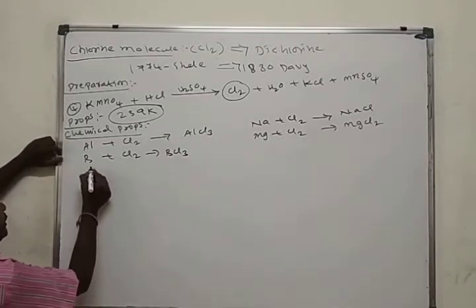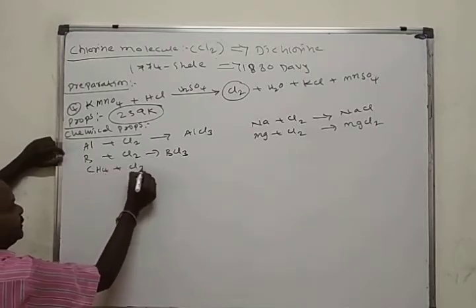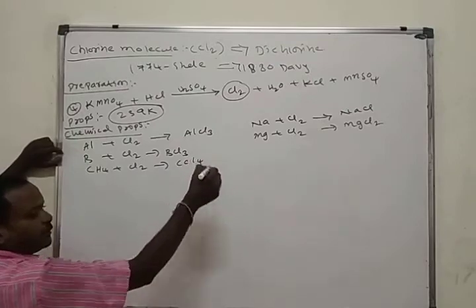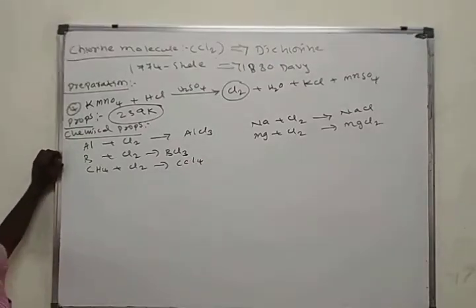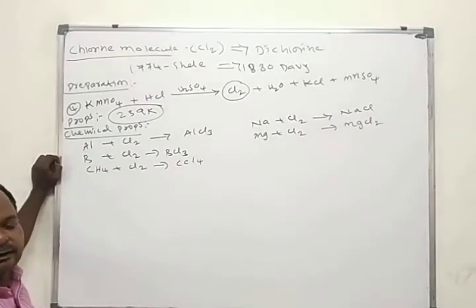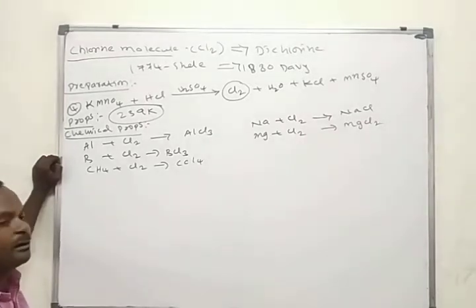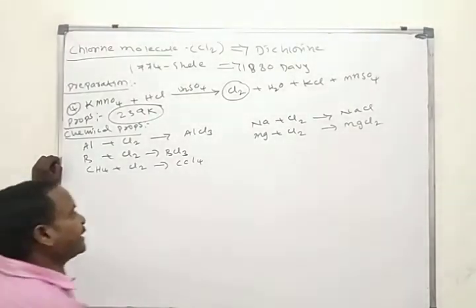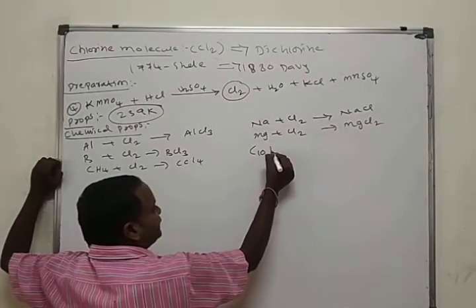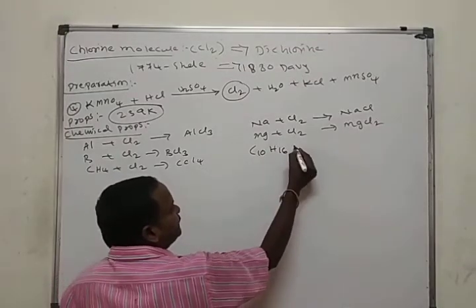After that, carbon reacts with chlorine. Methane reacts with chlorine and forms methyl chloride, methylene chloride (dichloromethane), chloroform, and carbon tetrachloride. Here decane also, C10H16. It is an important one. Decane, C10H16.